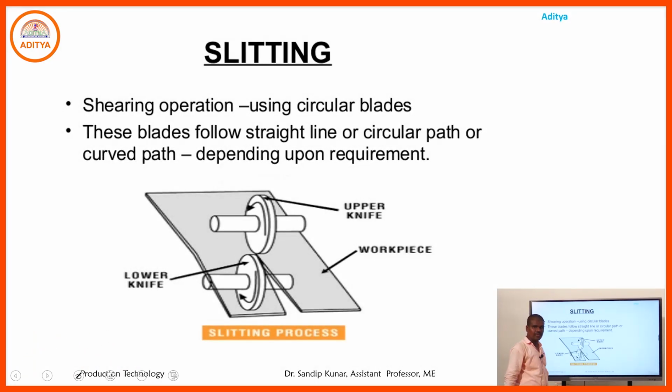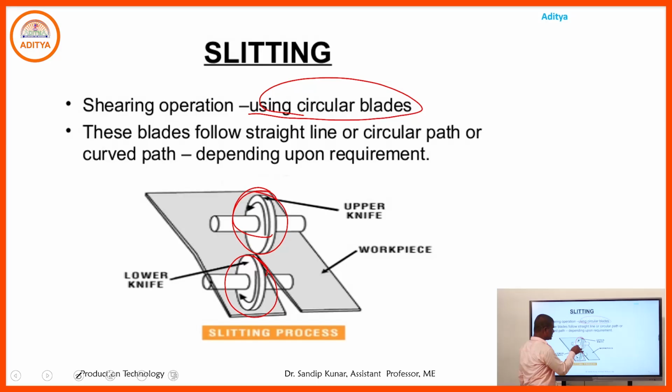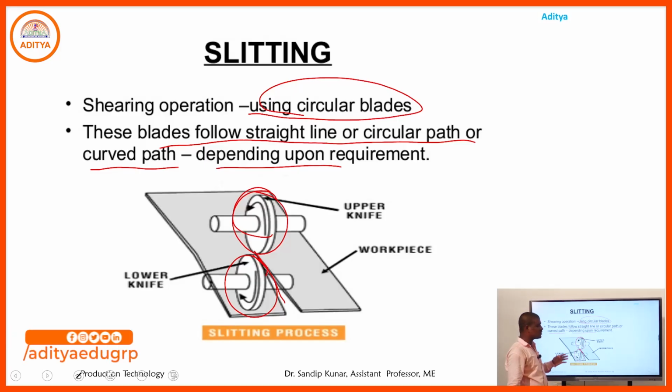Slitting. Slitting operation means here we are using circular blades. In that particular slitting operation, we use circular-type blades. That is the upper knife, that is the lower knife, and that is the workpiece. By the rotation of the upper knife, we cut the sheets. And these blades follow straight line or circular or curved paths, depending upon requirement, during cutting operations.